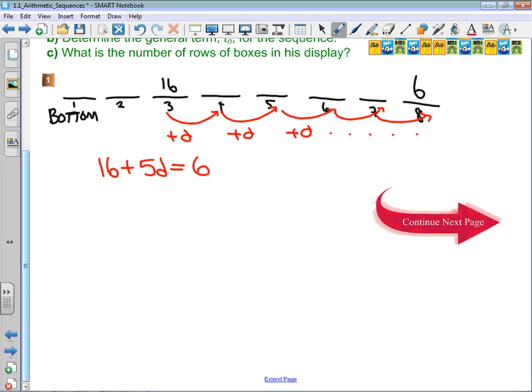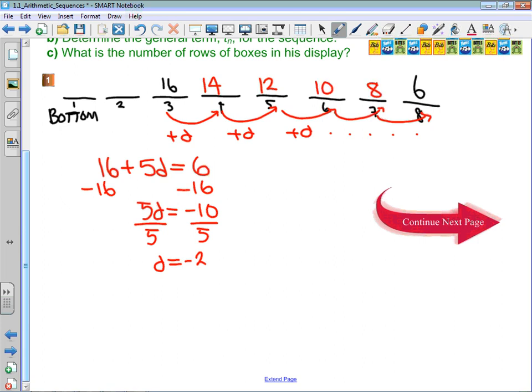We can add a negative number just as easily as we can add a positive number. And that's what happens in this question, because in order to solve for D, what I'm going to do is subtract 16s on both sides. I get that 5D is equal to negative 10. So when I divide by 5, I get that D is equal to negative 2. Now, I always like making sure that that works. If D is equal to negative 2, then 16 plus negative 2 is 14, then 12, then 10, then 8, then 6, and then we would have 4 and 2, and then eventually 0.